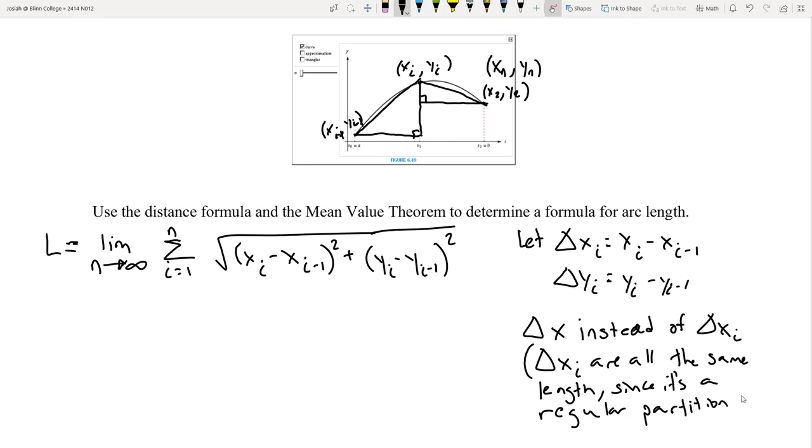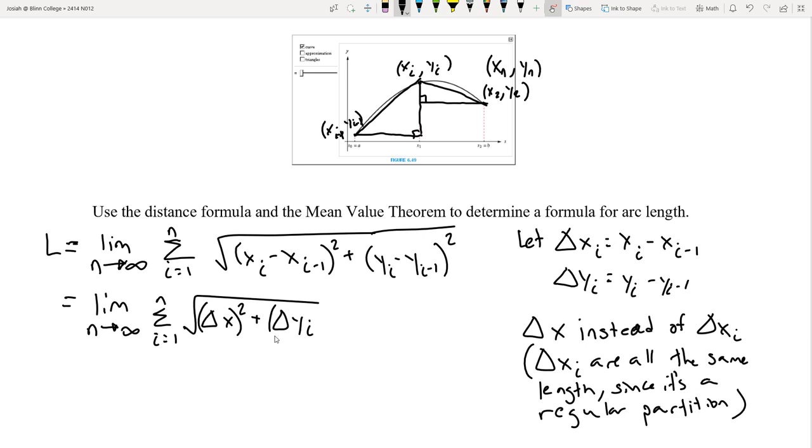But the delta y sub i's could be different lengths. We see that we have two triangles with very different lengths. So we're going to have to keep that as delta y sub I. That will be dependent on I. So I'll go ahead and make that replacement here. And so we'll have delta x squared plus delta y sub I squared. All right.